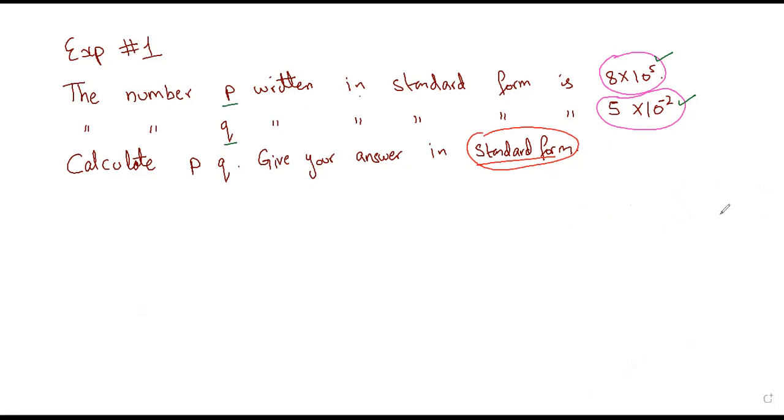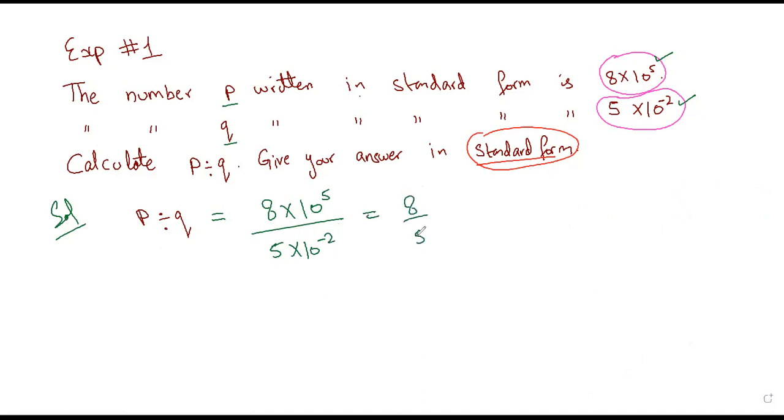It's basically P divided by Q. So we need to find out the value of P divided by Q. Let's talk about the solution. Here comes the solution. It would be P, 8 multiplied by 10 power 5, divided by Q, 5 multiplied by 10 power minus 2. So I'll do 8 divided by 5 separately, multiplied by 10 power 5 divided by 10 power minus 2. Okay. 8 divided by 5, you can do it through long division. You would get 1.6.